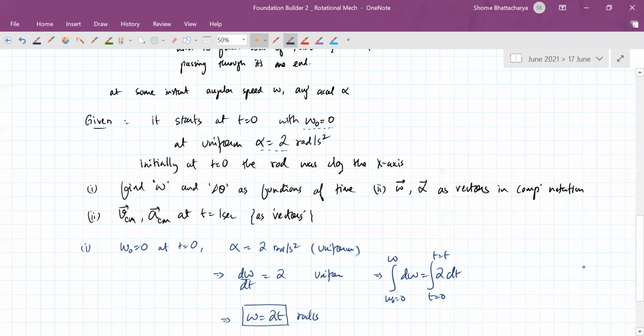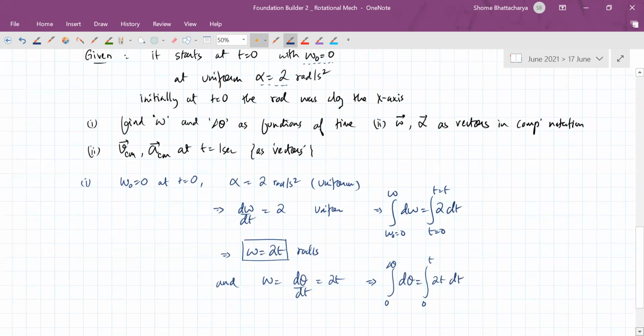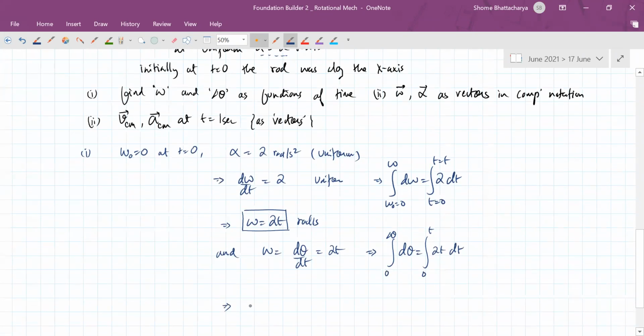And then the next level of this is that the rate of change of angular displacement is 2t. So this time we have to do an integration, from 0 to t, 0 to delta theta. So the angular displacement as a function of time has become t square in radians.